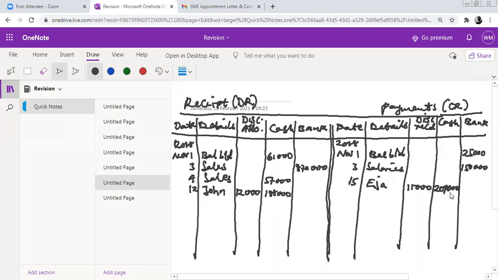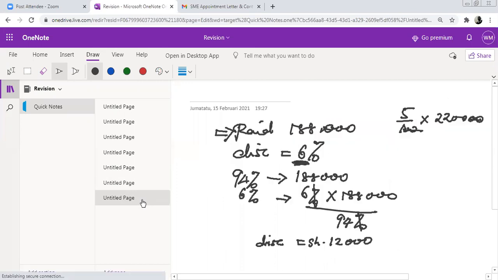In the same case, the discount has not been deducted. So the amount that was supposed to be received from Sarim is 150,000, and we allowed a discount of 6%. So you need to calculate the 6% of 150,000, 6 over 100 times 150,000. How much do you get?